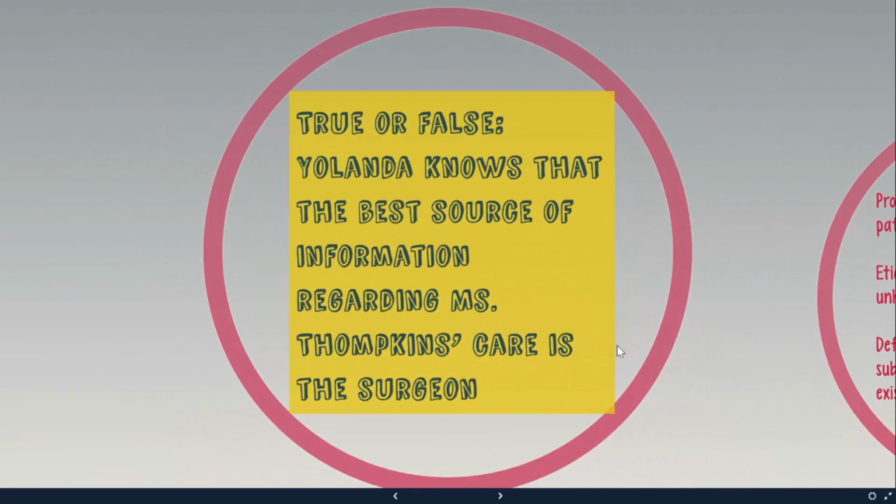Okay, another little knowledge check here. True or false: Yolanda knows that the best source of information regarding Mrs. Tompkins' care is the surgeon. Hopefully you said false there. We know, based on the assessment presentation that we went through, that the patient is actually going to be the best source of information, unless the patient is unable to do so, but Miss Carla Tompkins is able to give us all the information we need.